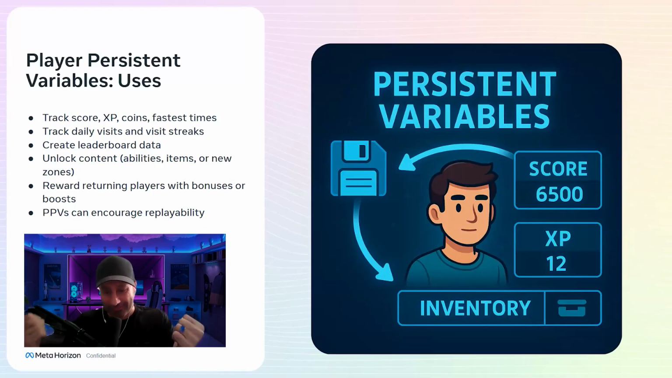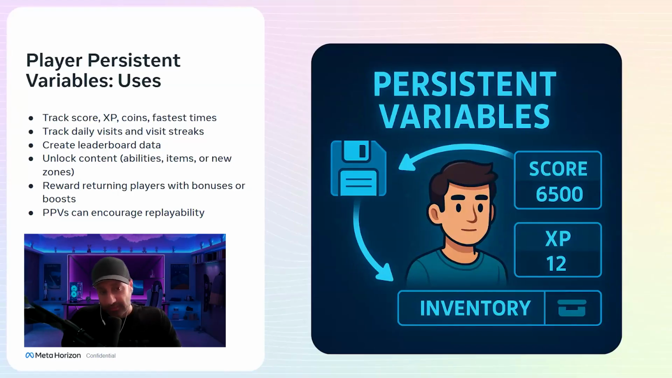Well, that's where player persistent variables come in, because if you save it as a PPV, player persistent variables, it will save to your player's profile. So now when they score 100 points or 10,000 points, what have you, they leave the world, they come back, and they still have their points. So everybody wins, everybody's happy. And so that's really the gist of player persistent variables.